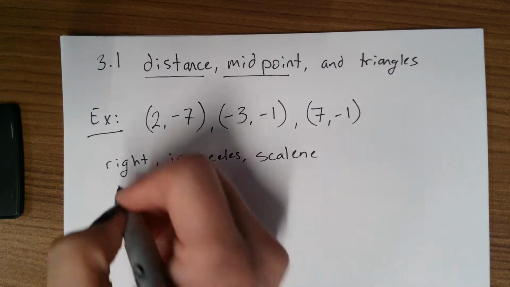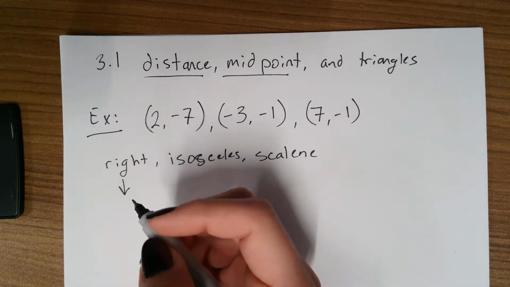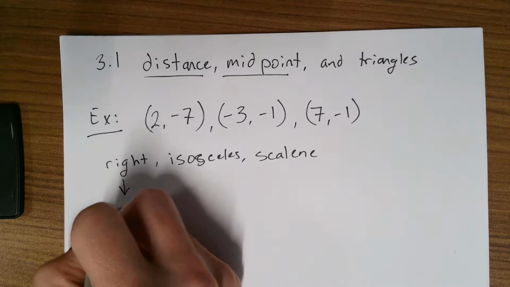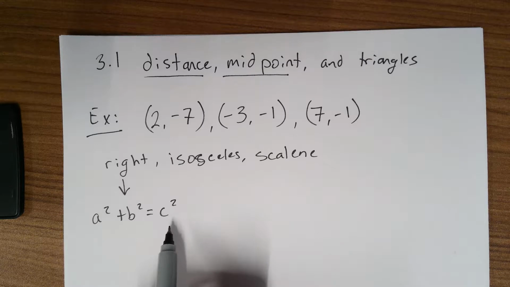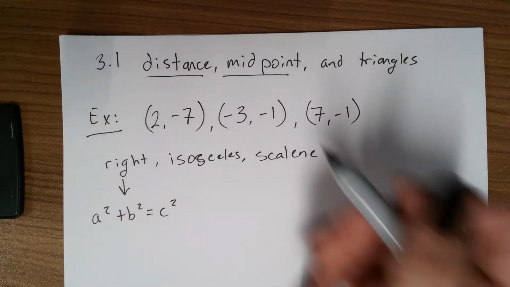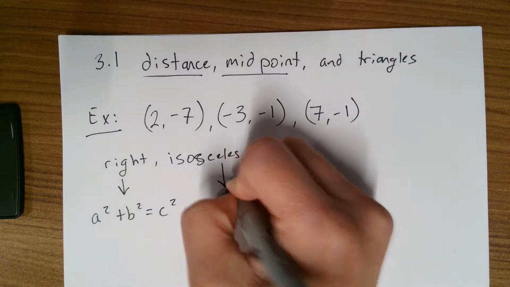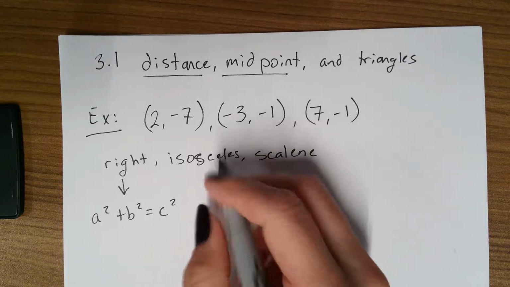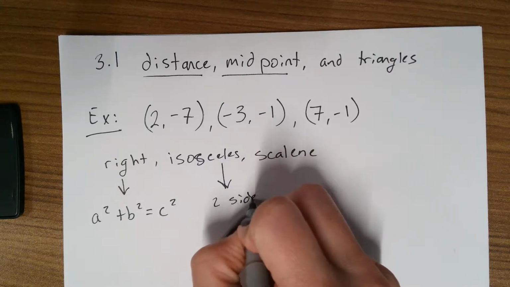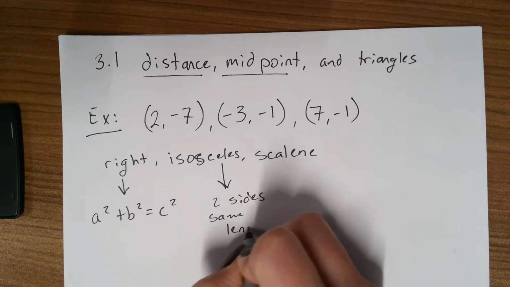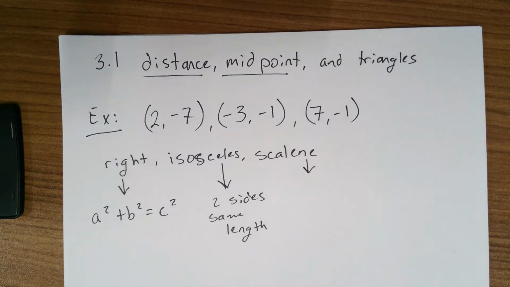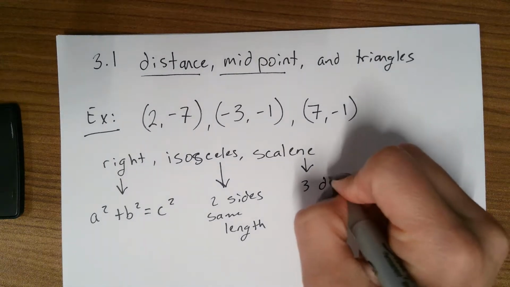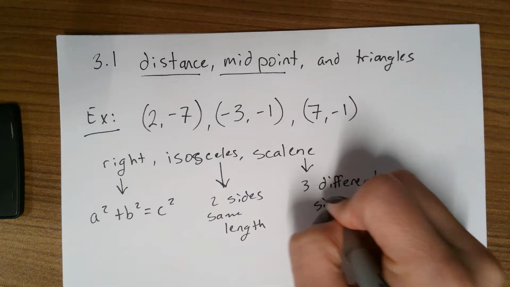my side lengths, right? If it's a right triangle, then we know the Pythagorean theorem is going to hold up: a squared plus b squared equals c squared, where a, b, and c are the lengths of each side of the triangle, and c is the longest side. If it's isosceles, then what does that mean? Isosceles means that we're going to have two sides that have the same length, and then a third side. And then scalene means that we have three different side lengths.